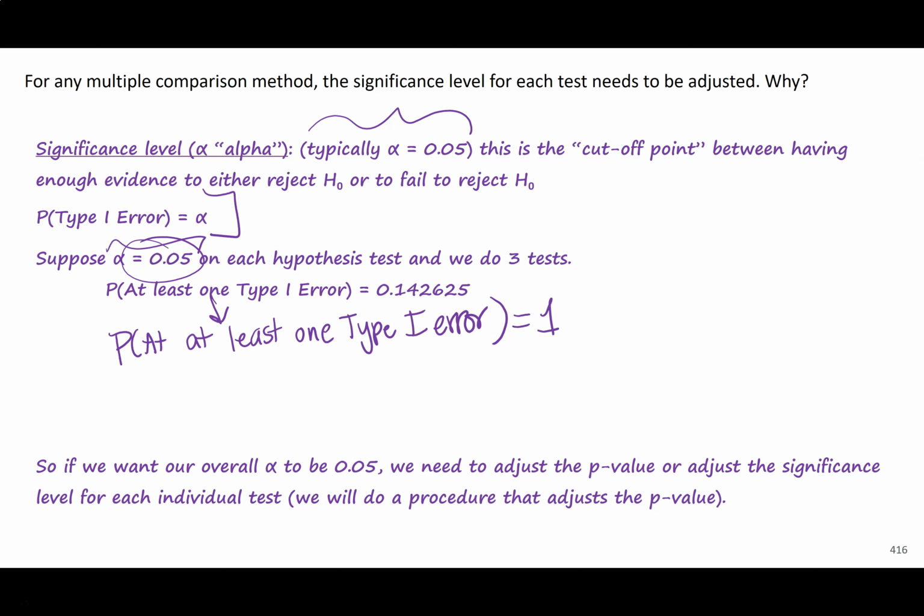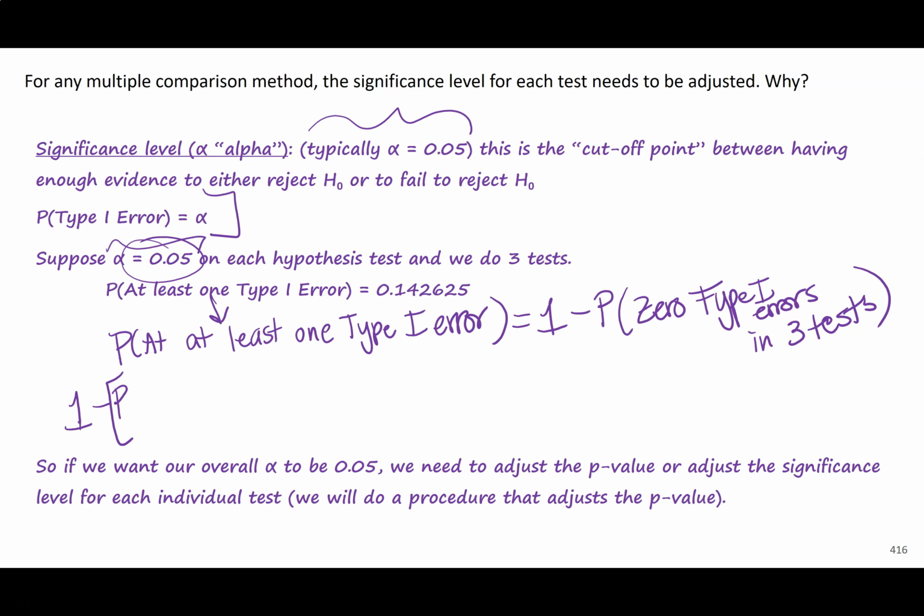So that's going to be 1 minus the probability of 0 type 1 errors in 3 tests. So throwback to when we were doing probability here. So this is 1 minus, I'm going to put all in here, probability test 1, no type 1 error, times probability test 2, no type 1 error.